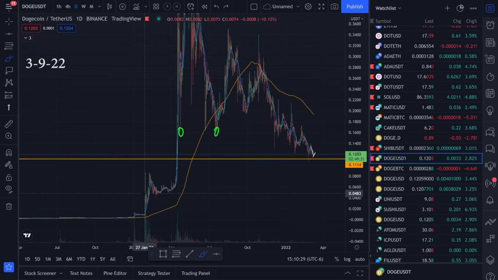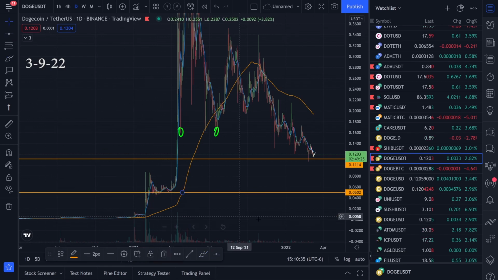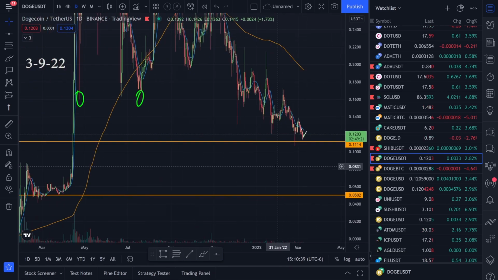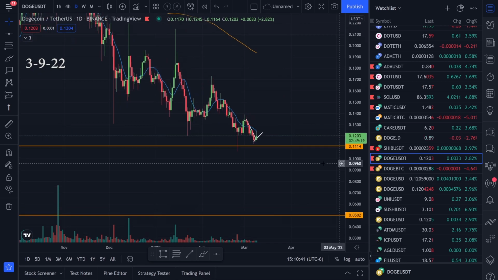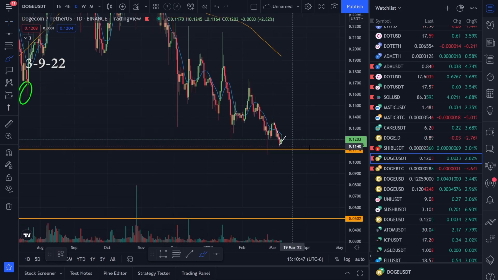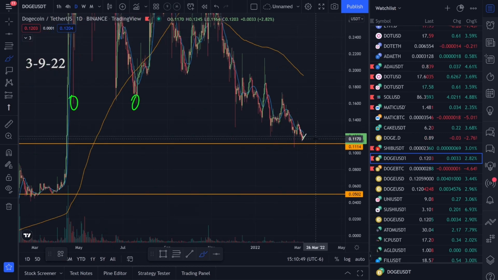I'm kind of curious if we're going to come down and maybe hit 5 cents. Let's go ahead and do a horizontal orange line down here at this previous support. This level is sitting around 5 cents, and I really don't know if we're going to come down or if we're going to get support, but right now it's not looking super great for Dogecoin in my opinion.